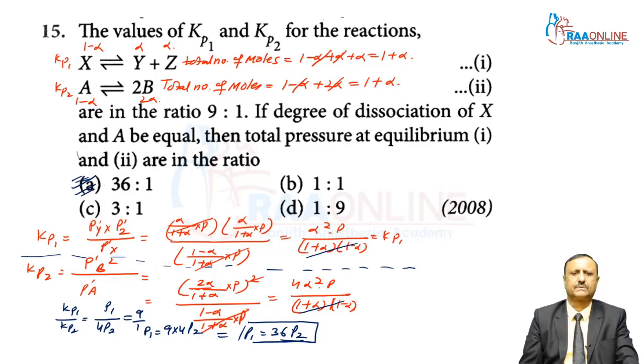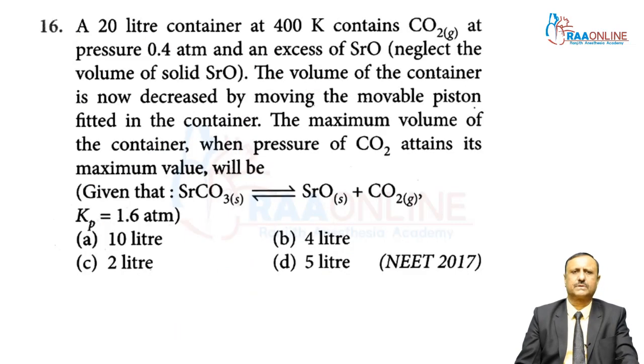Question number 15. Now my dear students, we can go to question number 16 here. In this question, a 20-liter container at 400 Kelvin contains CO2 at a pressure of 0.4 atmosphere and an excess of SrO. The volume of the container is now decreased by moving the movable piston fitted in the container. The maximum volume of the container when the pressure of CO2 attains its maximum value will be. Here, my dear friends, as it is solid, the partial pressure of CO2 is equal to Kp. Here, because the reactants are solid, it is unity, and here you can see Kp is equal to 1.6 atmosphere.